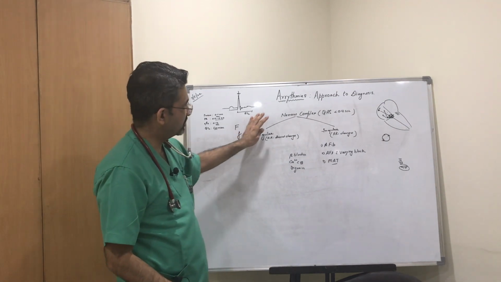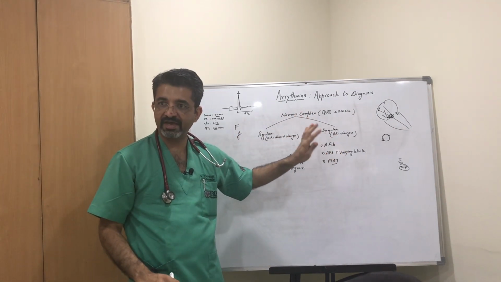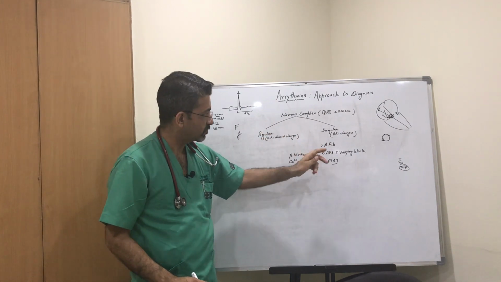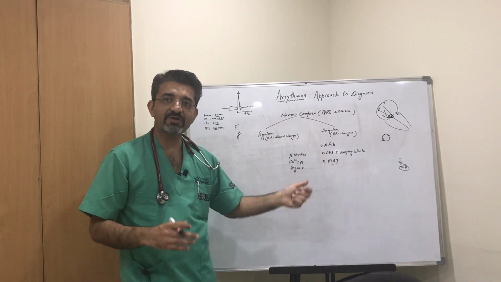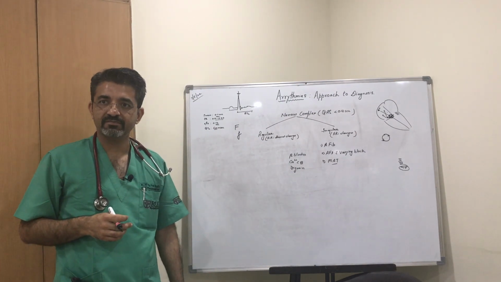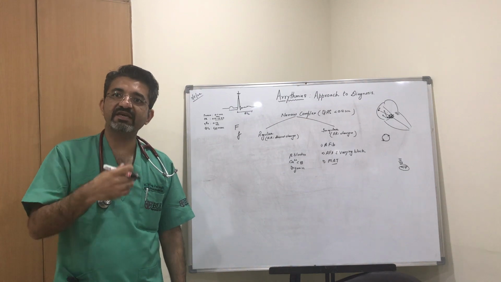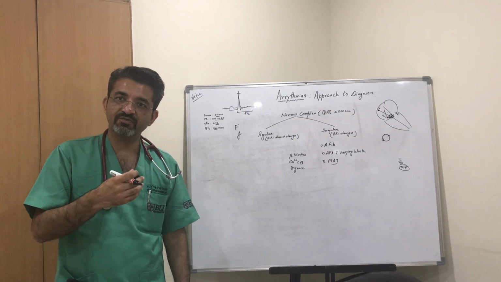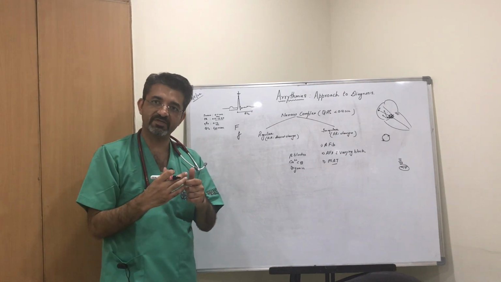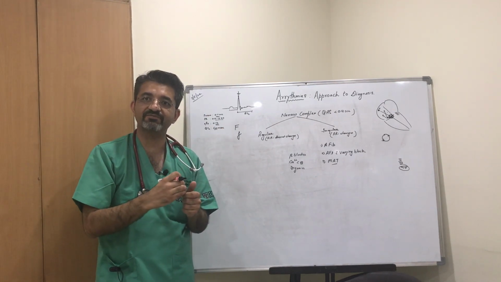I hope this part is clear now. Narrow complex, regular and irregular rhythm. So in both of the cases, what are the long-term strategies? Suppose you have an SVT, you have an AVNRT. So for symptomatic relief, you can put a patient on long-term beta blockers, you can put a patient on long-term calcium channel blockers, but what is the final treatment?